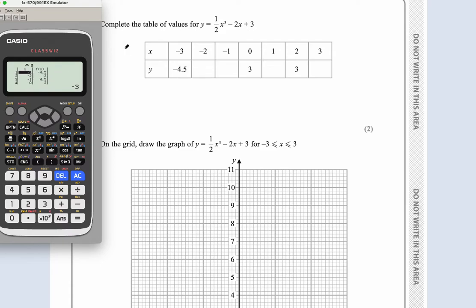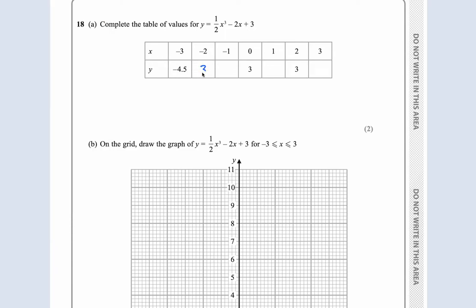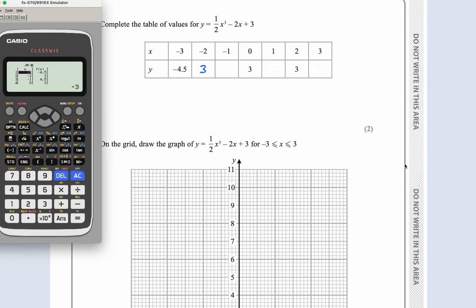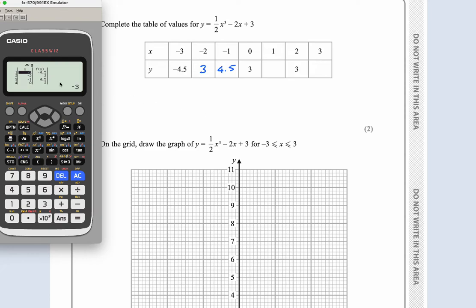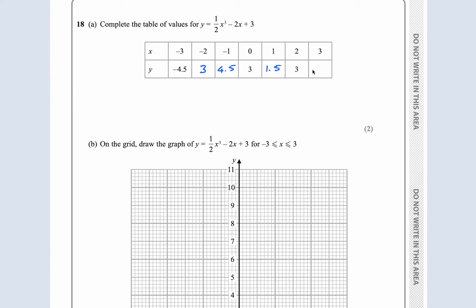So look, minus 3 is minus 4.5. Minus 2 is 3, so this is 3. Minus 1 is 4.5. This 0 is 3, that is given. 1 is 1.5. 2 is 3, and 3 is 10.5. So it's 1.5 and 10.5. I need to add in 1.5 and 10.5. Okay. Then he says, on the grid, draw this graph.